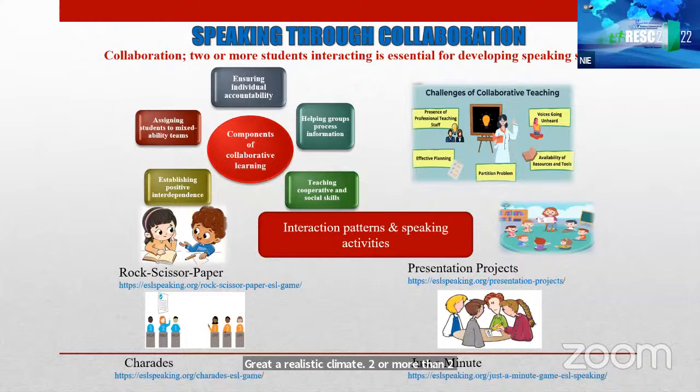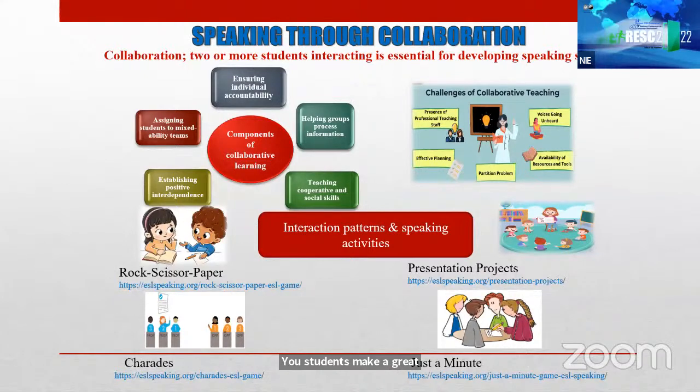So what are the kinds of collaborative and interactive activities that we can use? Guided design, simulations, think, pair, share, problem-based learning, case studies, peer teaching, small group discussion, peer editing, jigsaw strategy, role play, and debates. The factors that the teacher must concern in the collaborative teaching learning process are assigning students to mixed ability teams, ensuring individual accountability, helping groups process information, teaching social skills, and establishing positive interdependence.